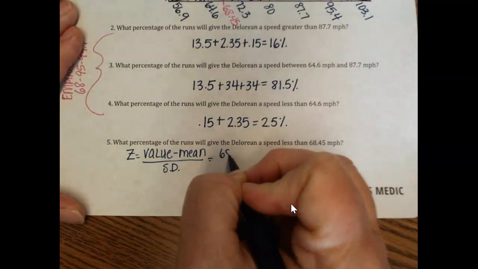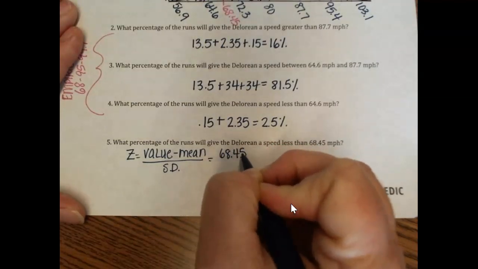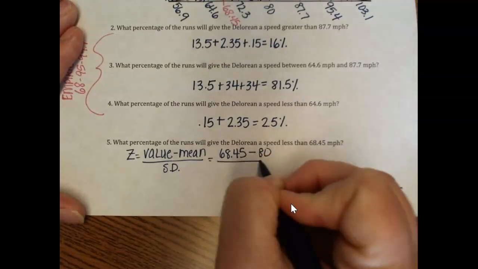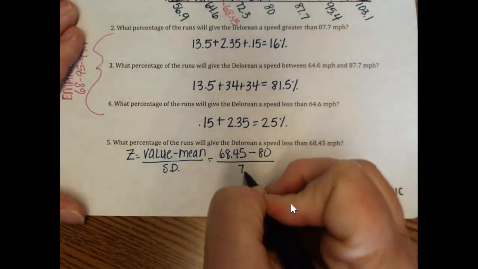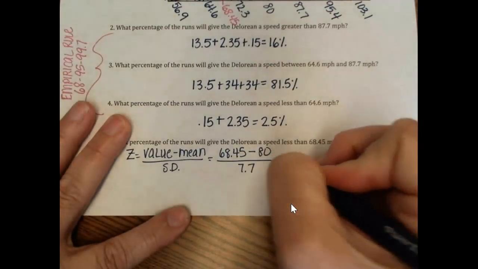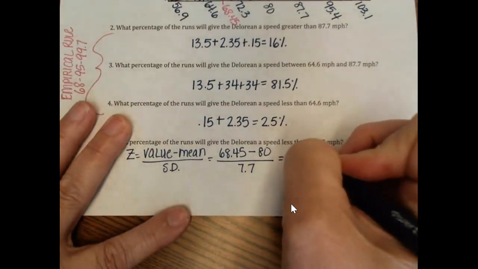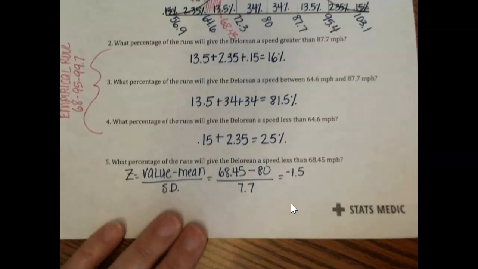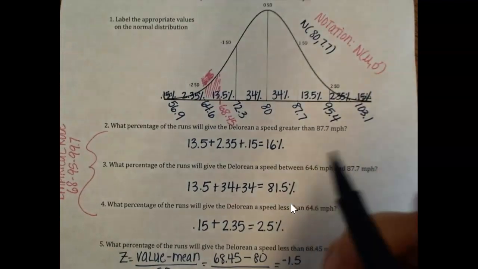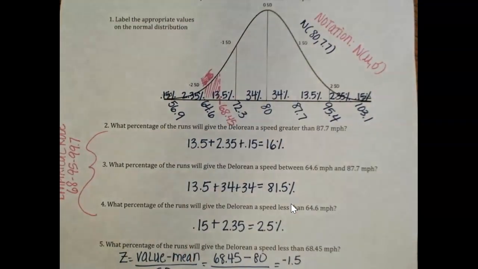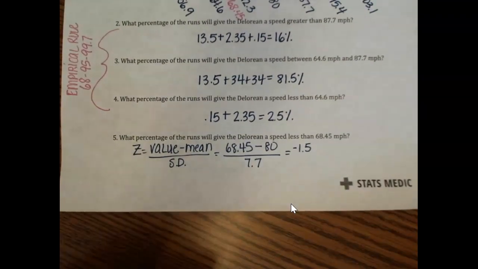So we're going to say 68.45 minus the mean, which is 80, divided by the standard deviation, which was 7.7. And when you calculate that out, you get negative 1.5. So it's 1.5 standard deviations below the mean. Well, we already knew that because we said it was right in the middle here. That's one whole standard deviation and half of the other. All right, so what does this mean?